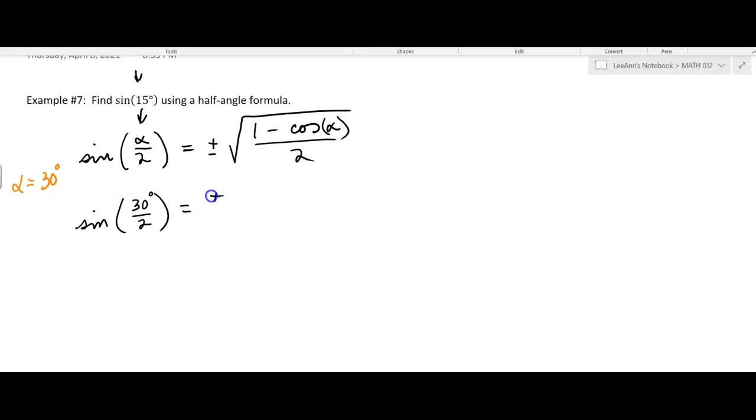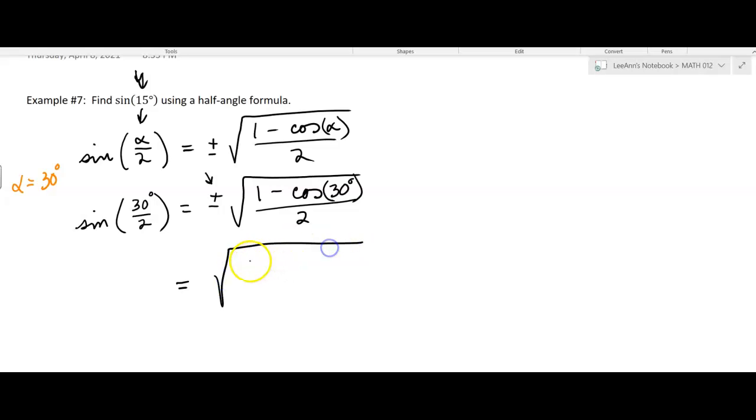And then that gives us plus or minus the square root of 1 minus cosine 30 degrees, I'll put it in parentheses, over 2. Okay, so now a couple things. First of all, you notice we have the plus or minus, right? Well, we know that if it's 15 degrees, you're in the first quadrant, so it's going to be positive. So you can drop the plus or minus because it's going to be positive. Okay, so we'll stop doing that.